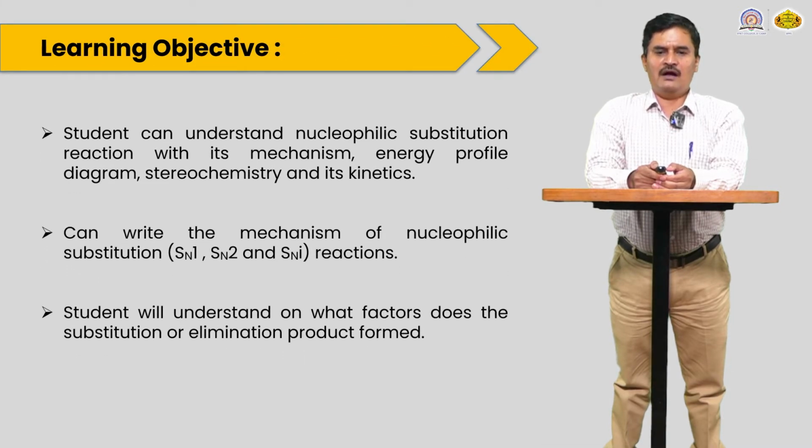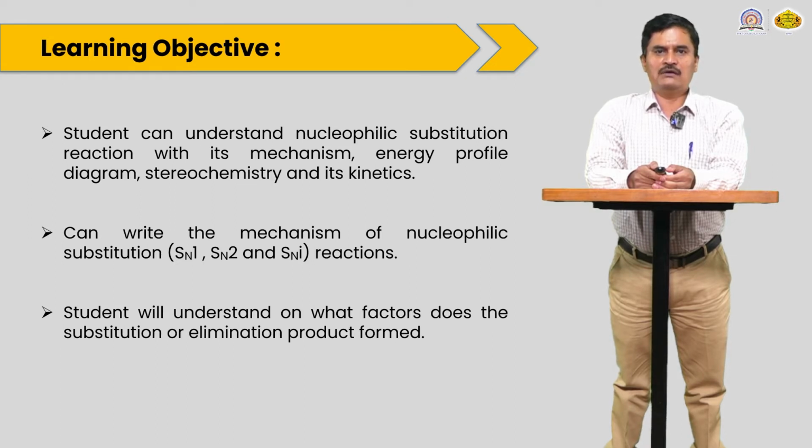Students must understand, and must draw, all the mechanisms, that is the SN1 reaction, SN2 reaction, SNi reaction, and the stereochemistry of the SN1 and SN2 reactions. So students must practice drawing the mechanisms. Students will understand on what factors the substitution or elimination product is formed.